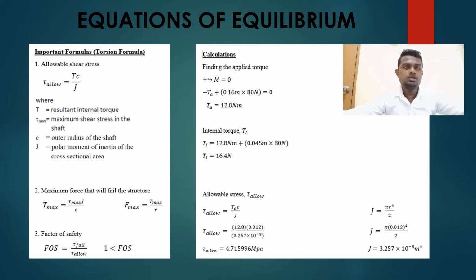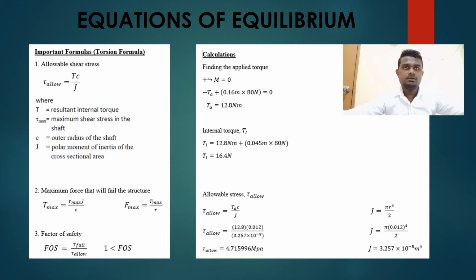First of all, we need to find the applied torque. The total sum of the moments is equal to 0. We can assume that anti-clockwise rotation is positive. So negative TA, which is the applied torque, plus the force and length, which is 0.16 meters times the 80 Newton. So we can get TA, the applied torque, which is 12.8 Newton meter.